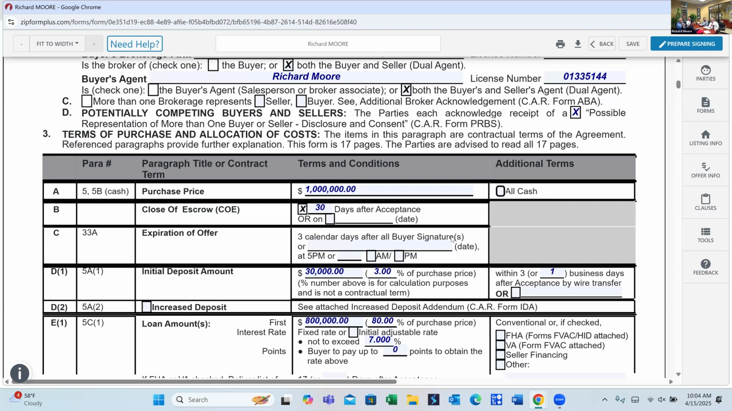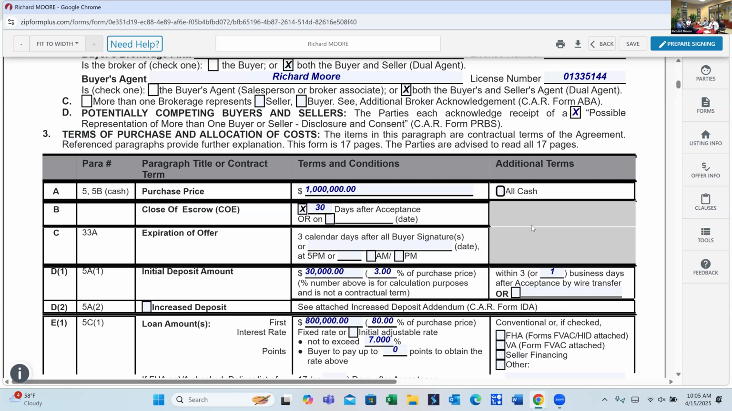Close of escrow, 30 days after acceptance. And how do we define acceptance? Well, if I'm the buyer and I submit a purchase contract to the seller, so I've signed it, I've submitted it to the seller. Tomorrow, the seller signs and returns it to me. Actually, what the seller signs today, they don't return until tomorrow. The date of acceptance is the date that it's returned to the last party. So not the date of the last signature, but the date that it's conveyed or returned to that party. So keep that in mind, it's true with counteroffers also.